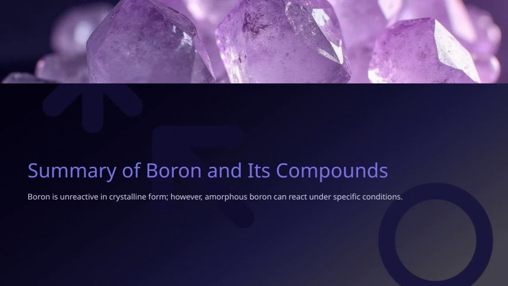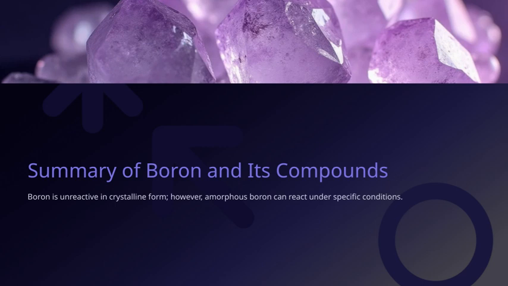Boron, in its crystalline form, is quite unreactive, which makes it rather stable under normal conditions. However, when we look at amorphous boron, the story is a bit different. Under specific conditions, amorphous boron can actually react, which opens up interesting possibilities for its applications. This contrast between crystalline and amorphous forms highlights how the structure of an element can influence its reactivity. It's a good reminder of the importance of atomic arrangement in chemistry. Throughout this presentation, we've seen how the different forms and compounds of boron contribute to its unique behavior and usefulness in various fields.